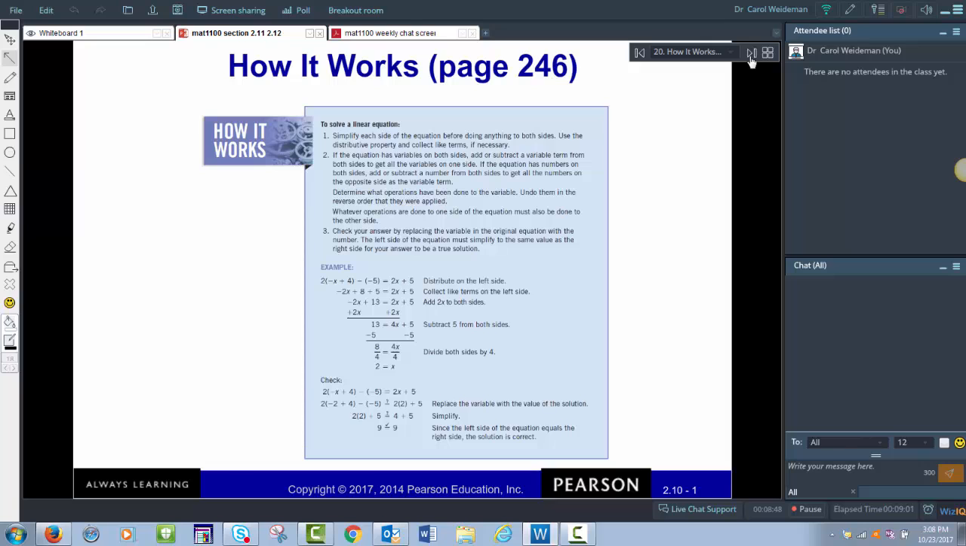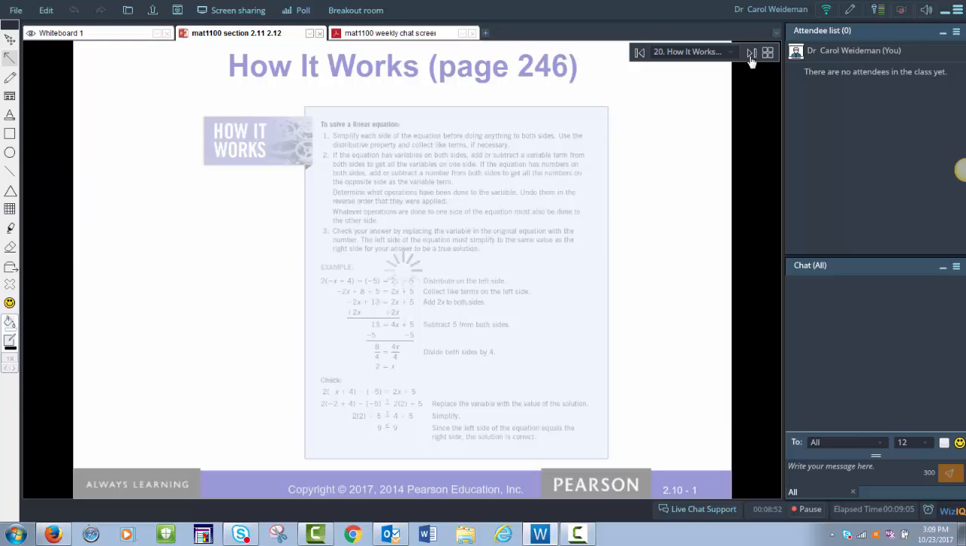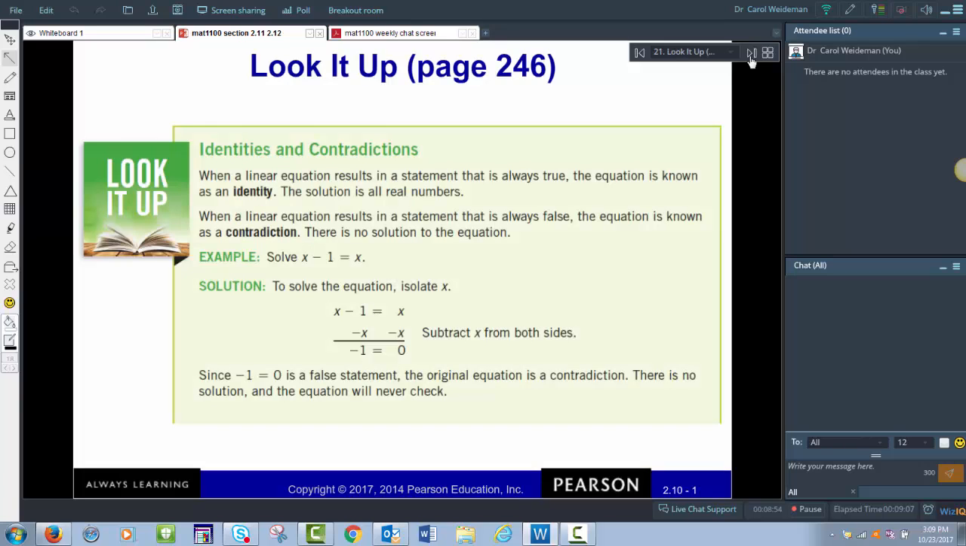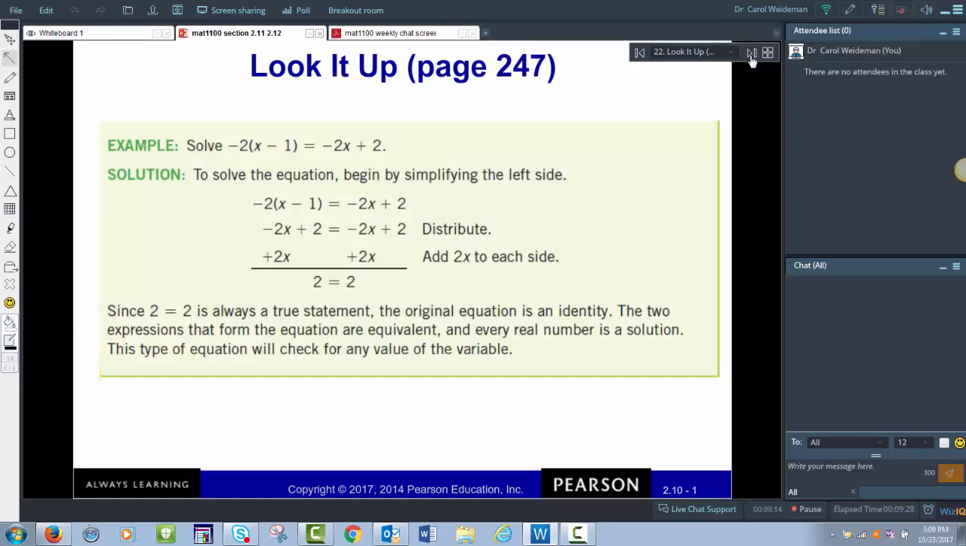Alright, there's a box in your book on page 246 on how to solve a linear equation, and this is what we're doing now. When you have a linear equation, one of three things can happen when you try to solve for x. You can get a single number for x. You can get no solution for x, which I'll give you an example of in a minute, and that's called a contradiction. Or you can get any real value for x, and that's called an identity. So one of three things can happen, and you'll see that in your MyMathLab homework.